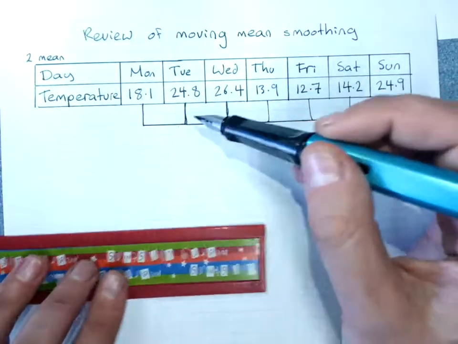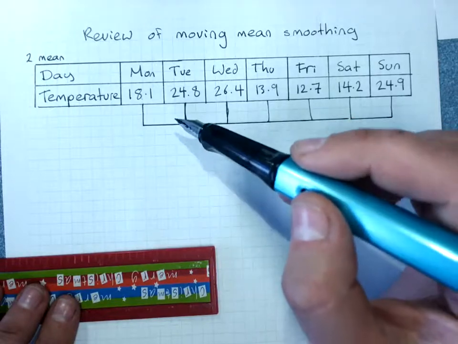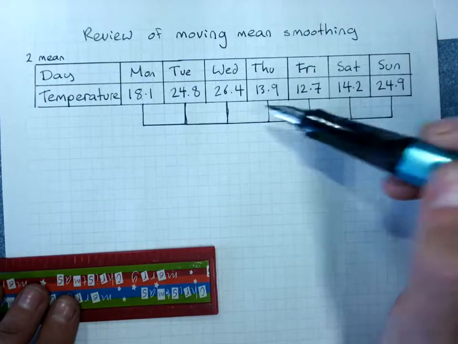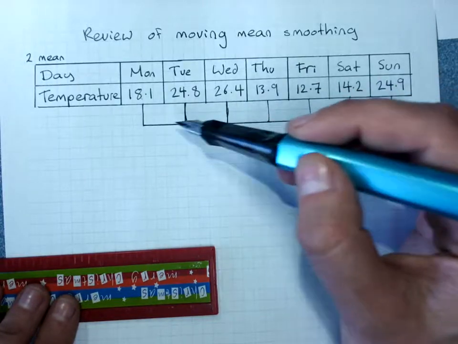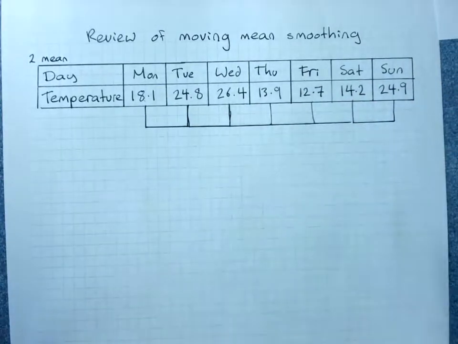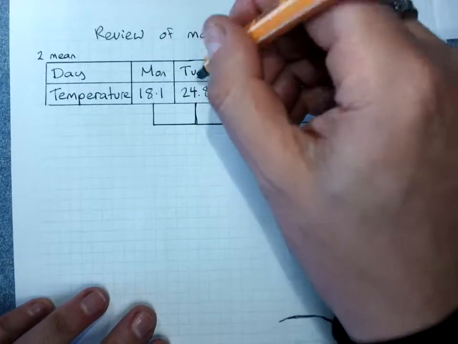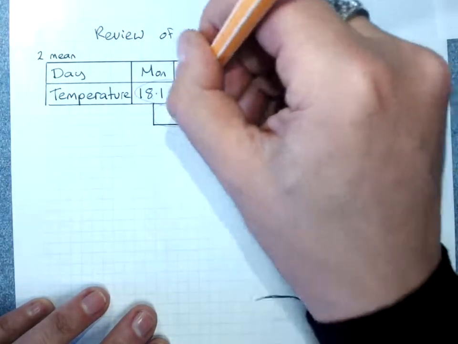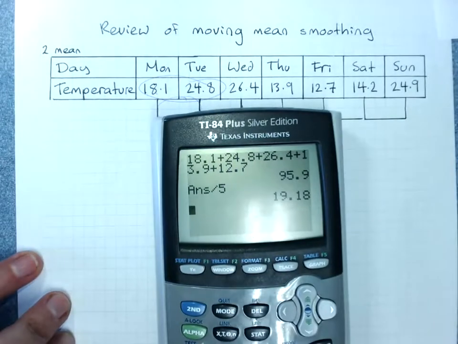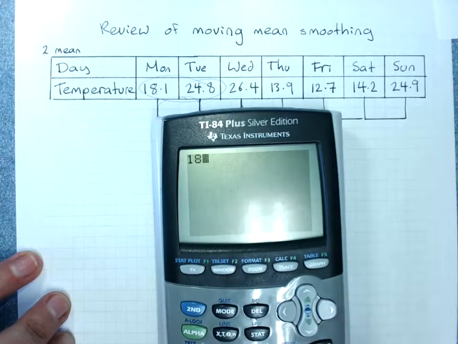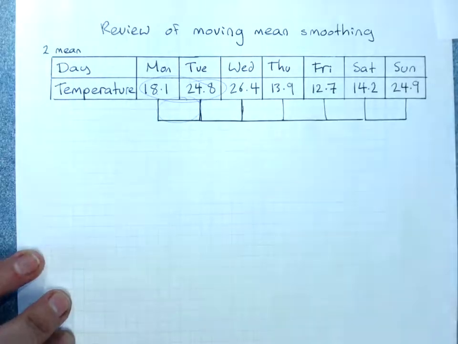Now these are our 2 means, but they're not centered. Because they're not centered on Monday or Tuesday or Wednesday, they're halfway across. So let's just find a couple of these 2 means. So we're starting with Monday, Tuesday, and it goes here. 18.1 plus 24.8 divide by 2, 21.45.